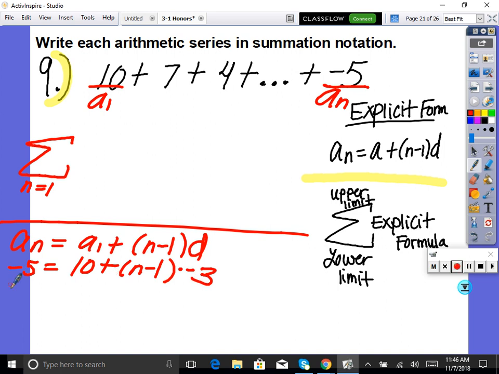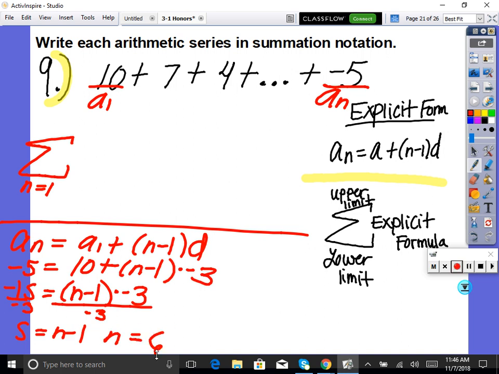So subtract 10. That's negative 15 is equal to n minus 1 times negative 3. So divide by negative 3. 5 is equal to n minus 1, so n equals 6. So this is actually a sub 6. So now you could say the first through the sixth term is what we're summing up.